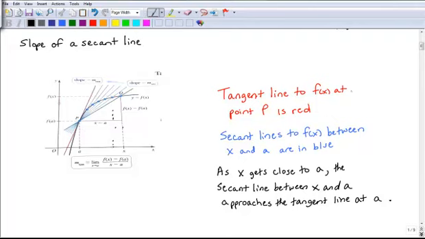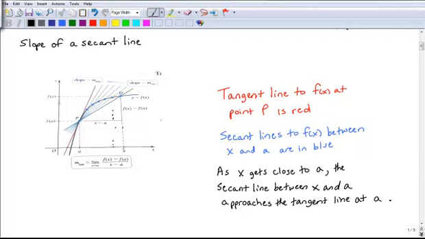So the tangent line to f of x at point P is given in red. Its slope is m tangent here in the graph. The secant lines to f of x between x and a are in blue. And as x gets closer to a, those blue lines get closer and closer to the red tangent line. So as x gets close to a, the secant line between x and a approaches the tangent line at a. And so that's what this graph is telling us, and that's what this equation tells us as well. The slope of the tangent line is just the slope of the secant line. That's what f of x minus f of a over x minus a gives us.